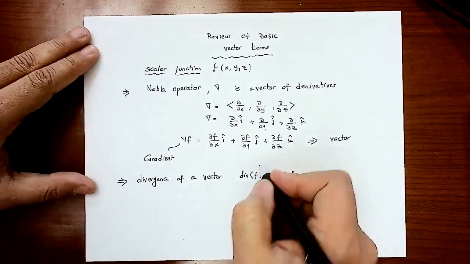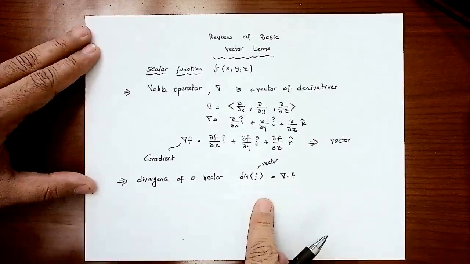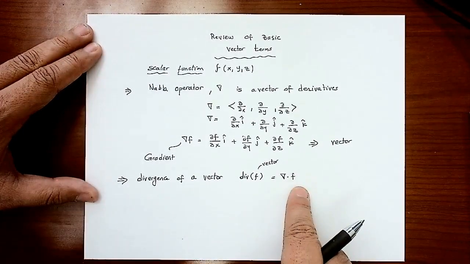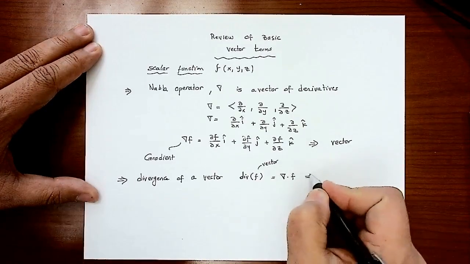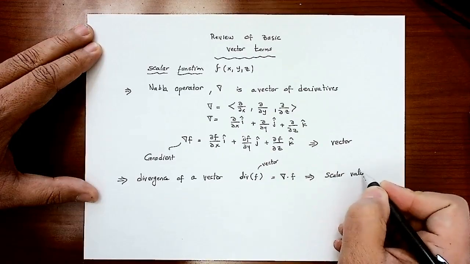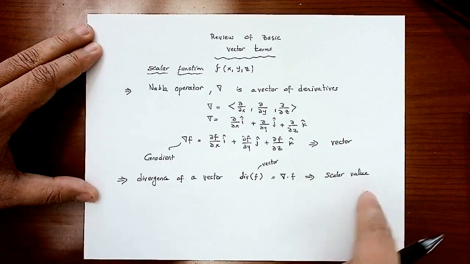So if here is a vector, the divergence is simply the dot product of the nabla operator and that vector, which usually gives you a scalar value. So the divergence is converting a vector into a scalar value.